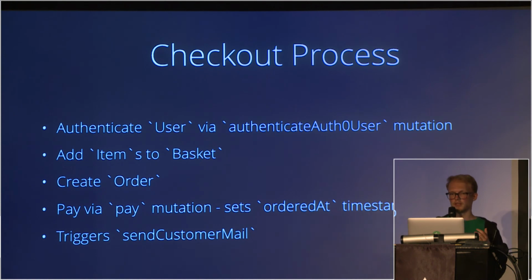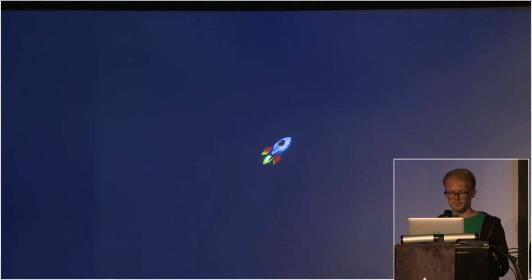The checkout process on its own works like this: you say, okay, I have a user and I want to authenticate as that user in the first place to get the context so that I can put things into my basket. So I can then put items into my basket. Once I'm happy with my basket, I'm creating an order. I need to pay for that order, and once I've paid for that order using Stripe, that will set the order at timestamp on my order node, which then on its own triggers the send customer mail. So this is, hope not too confusing. I'll walk you through it in a second how that works.